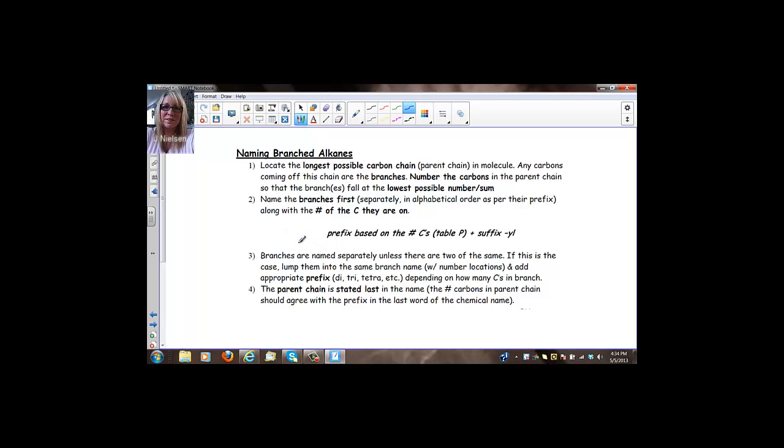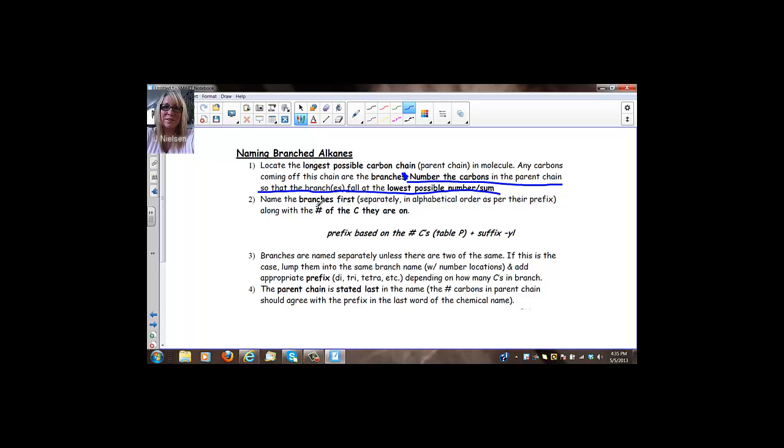So what are the rules for naming branched hydrocarbons? Well, you locate the longest possible continuous parent chain, and any carbons coming off the chain are the branches. Number the carbons. This is really important. Number the carbons so that the branches in the parent chain get the lowest possible number. So this may be from right to left or left to right.